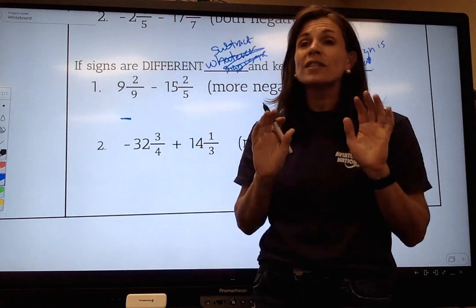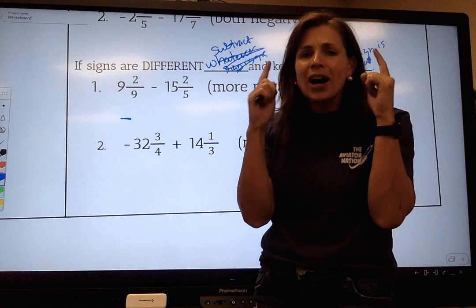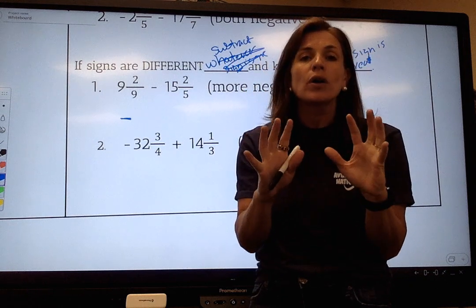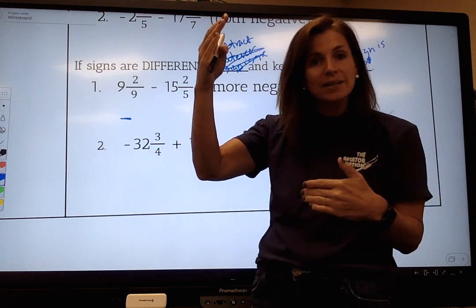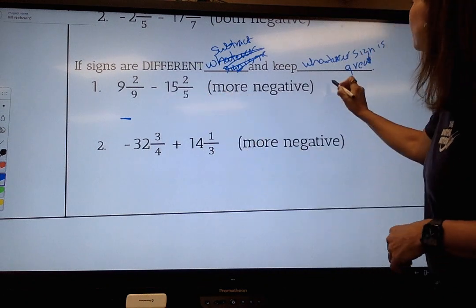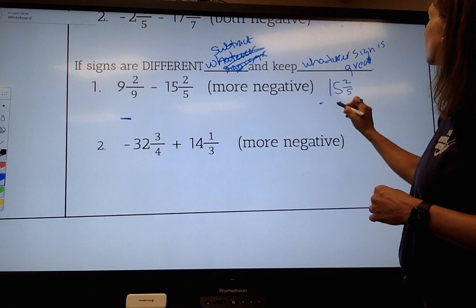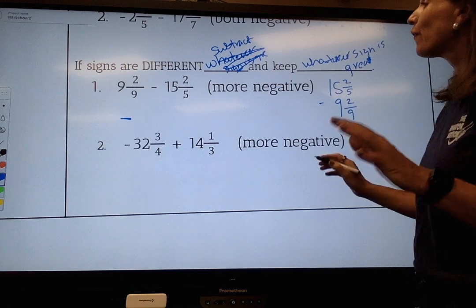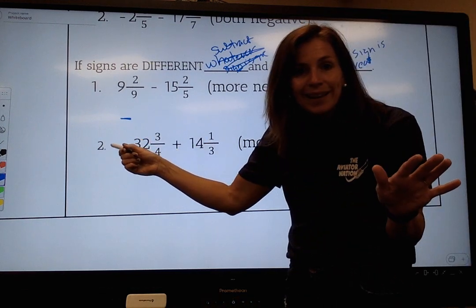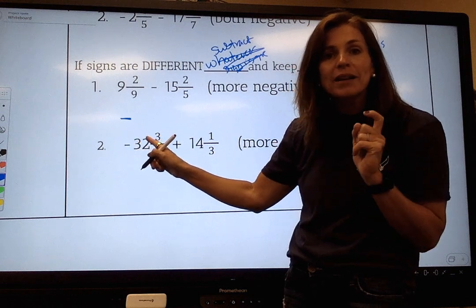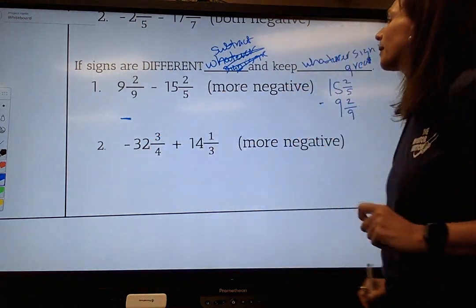We said when our signs are different, automatically you always take the big number minus the small number. So 15 and 2/5 is bigger, so I'm going to take 15 and 2/5, and I'm going to subtract 9 and 2/9. Forget about the sign. We already said it's negative. So we're going to put it there to remind myself, whatever happens, I'm keeping that sign.